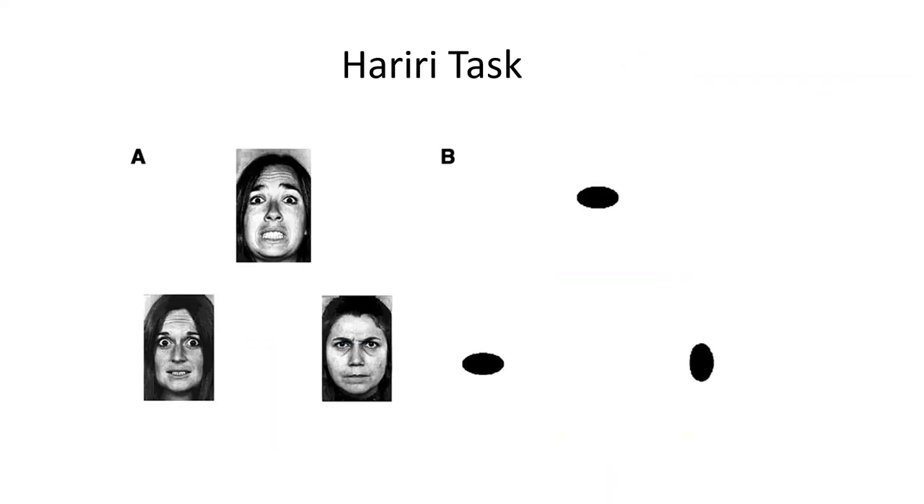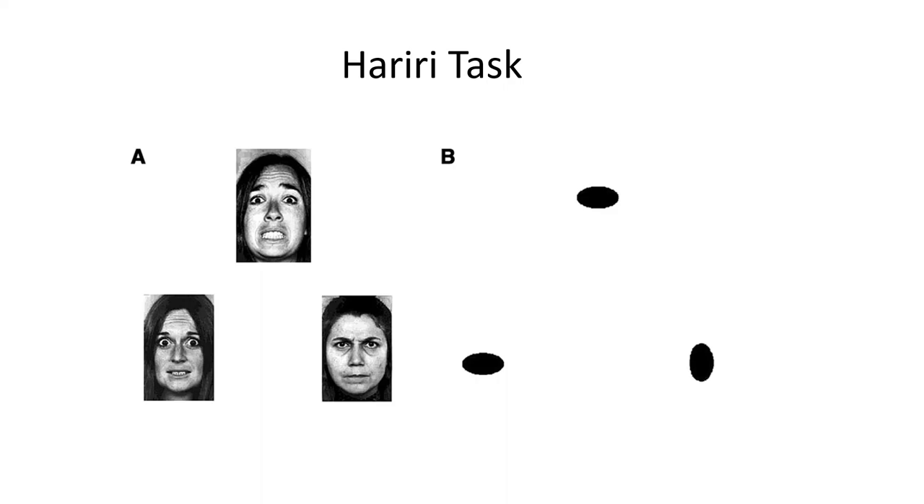Now, we can measure this in imaging studies using the Hariri task. In one set of stimuli, people look at faces, and the task is to push either the right or left button, matching the top face to the bottom face. So obviously here you're going to push the left button. In contrast, other trials, you simply match the dots.